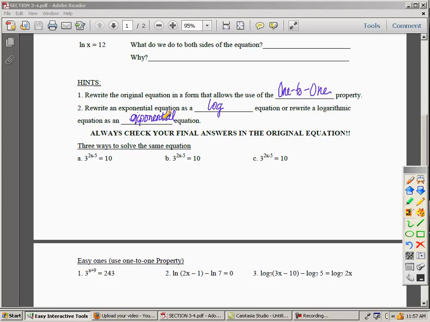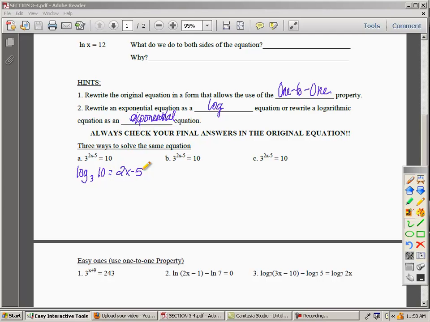And there are a couple of ways to do this. And so I'm going to show you a couple of different ways to go through, and then you can kind of decide. Okay, the first way would be to rewrite it. So I'm going to look at A. 3 to this power equals 10. If I rewrite an exponential into a log, I say log base 3, because 3 is the base of this exponential, of 10 equals, I apologize, equals the exponent 2x minus 5.